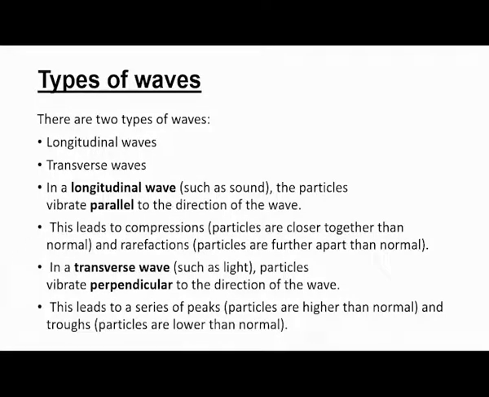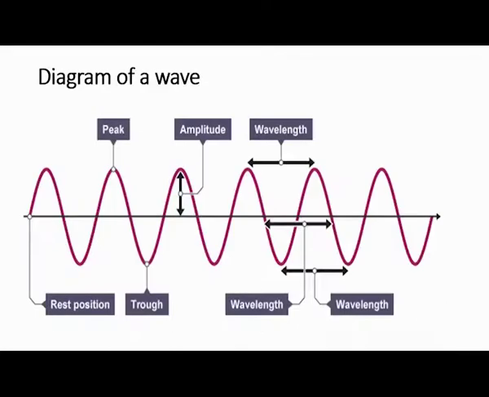Example of longitudinal wave, we have sound wave. Examples of transverse, we have light, water waves, and electromagnetic waves. There we have the diagram of a transverse wave where different components are labeled. Students are expected to be able to label the components correctly, more especially the wavelength and the amplitude.